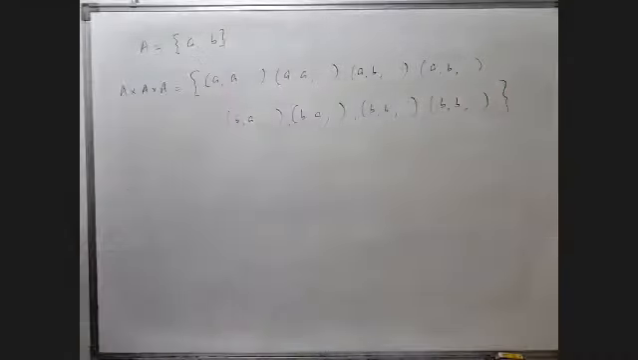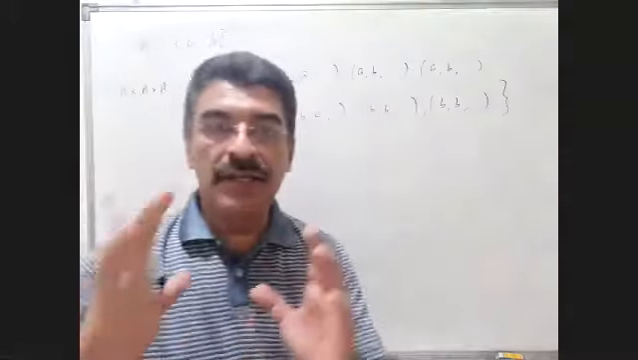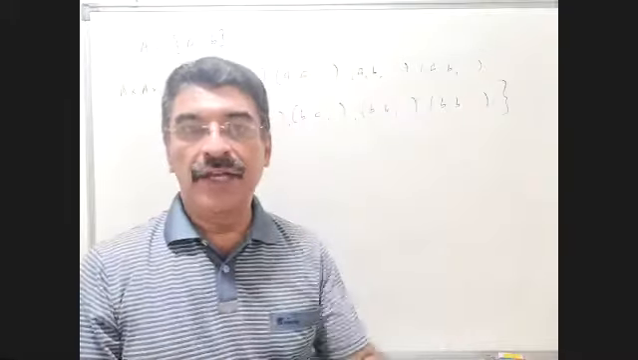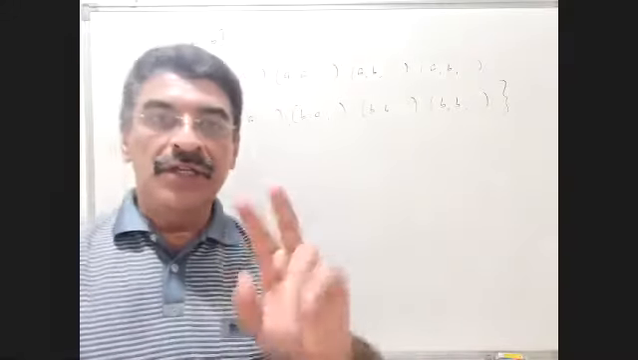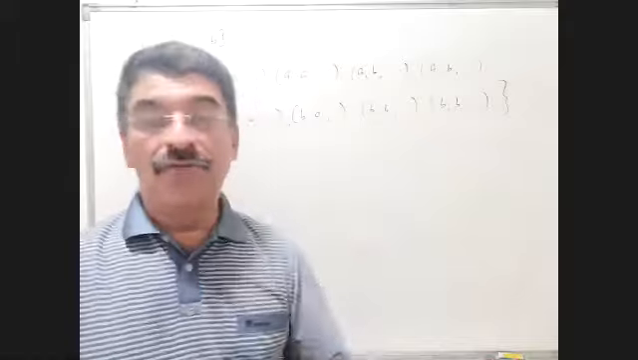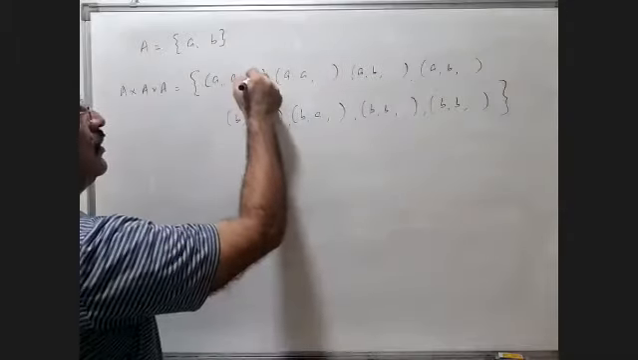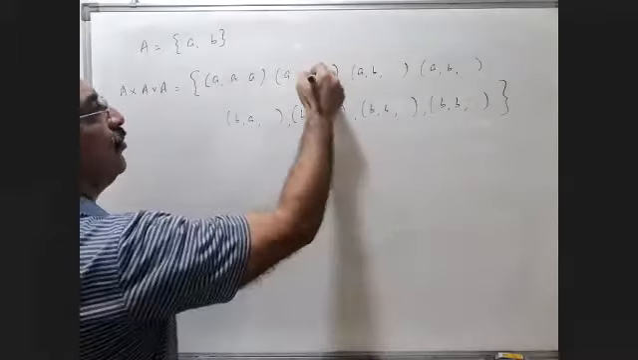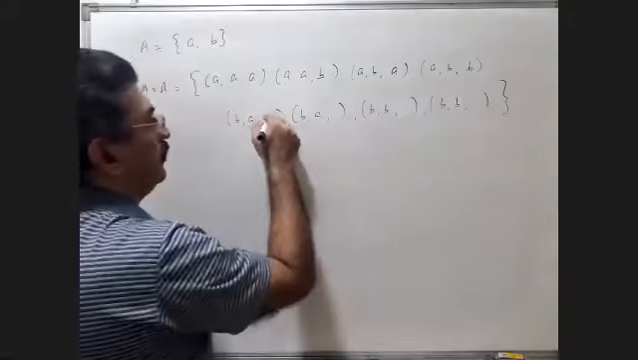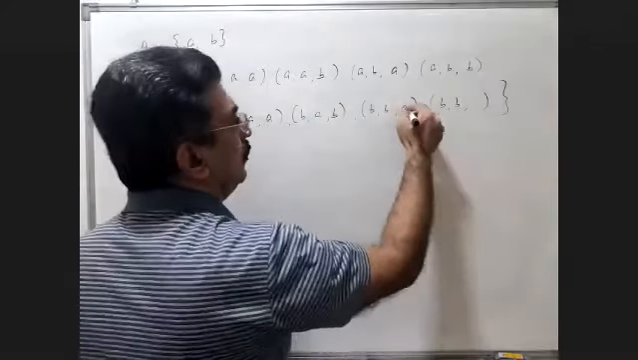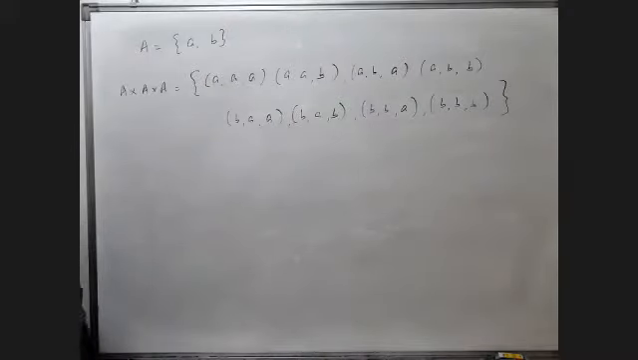See, what I wrote is for writing A cross A cross A. First I wrote A cross A, that too, each pair 2 times. Why each pair 2 times? So that the first pair put A, second one put B. Again put A, put B. Put A, put B. This will be easy for writing A cross A cross A.